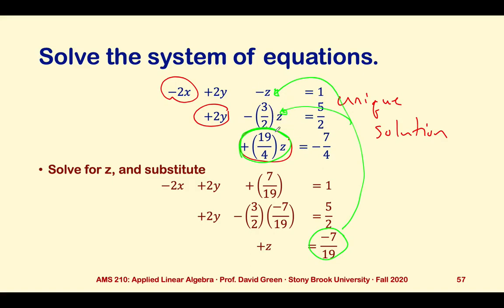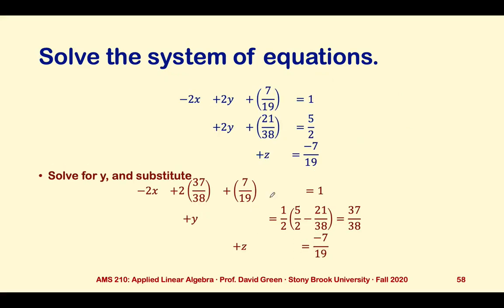After solving for z, we can substitute that value back into the two positions where there is a z in equations above that. Negative z becomes +7/19. -3/2 z becomes -3/2 multiplied by -7/19, which we'll simplify again on the next slide.